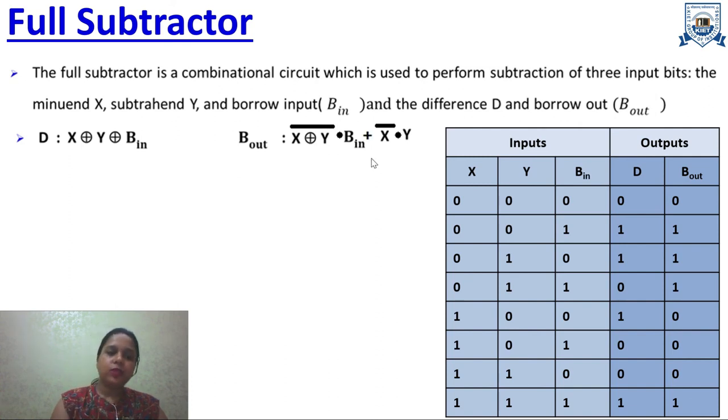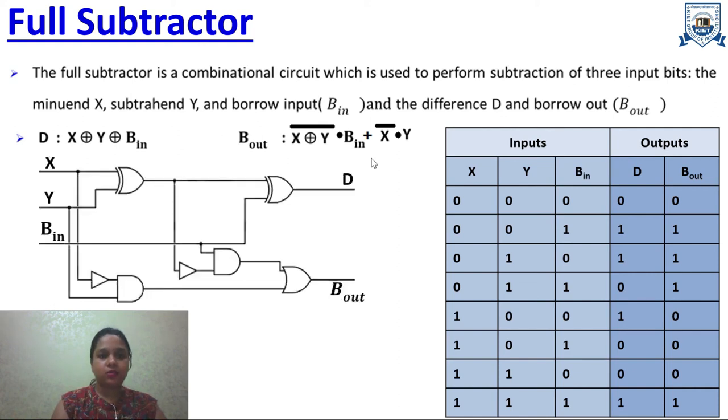Now by using this Boolean expression, we can design the logic circuit. So the logic circuit will be this. Difference is x XOR y XOR b in. So for the difference, x and y are given to an XOR gate, and that output is XORed with b input. So difference is x XOR y XOR b in.